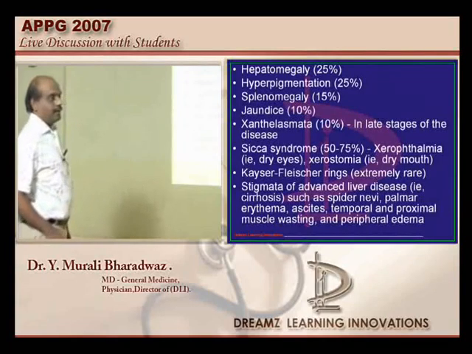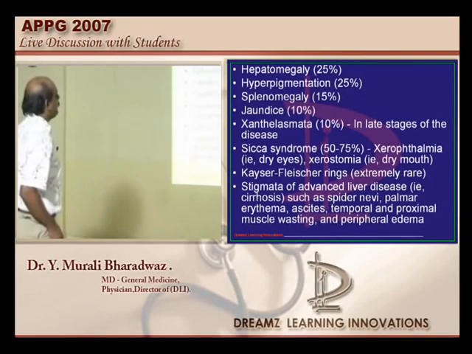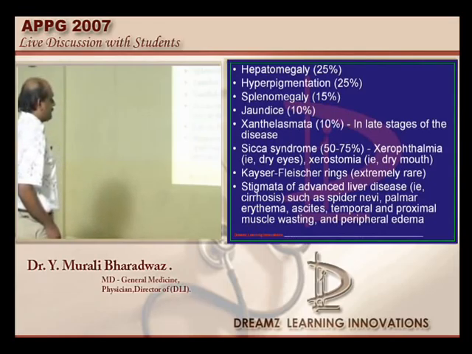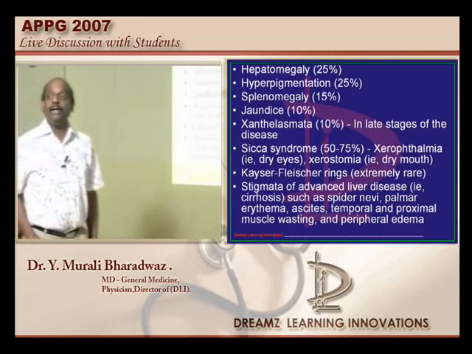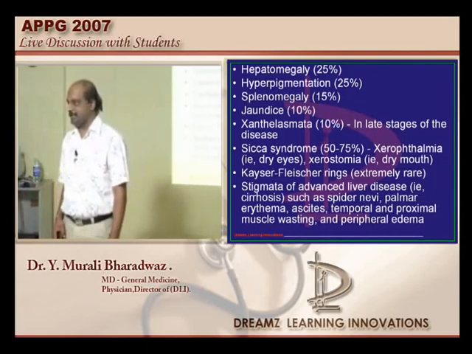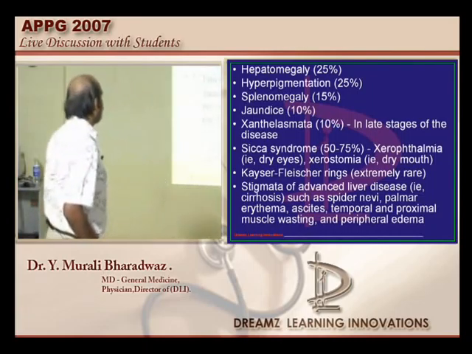Coming to the clinical signs, hepatomegaly 25%, hyperpigmentation 25%, Sicca syndrome can be found in about 50 to 75% and Kayser-Fleischer rings can also be found. And jaundice is found in only 10% of cases, that too the late cases of primary biliary cirrhosis. So jaundice is not an early feature, it is a late feature, which needs to be remembered.